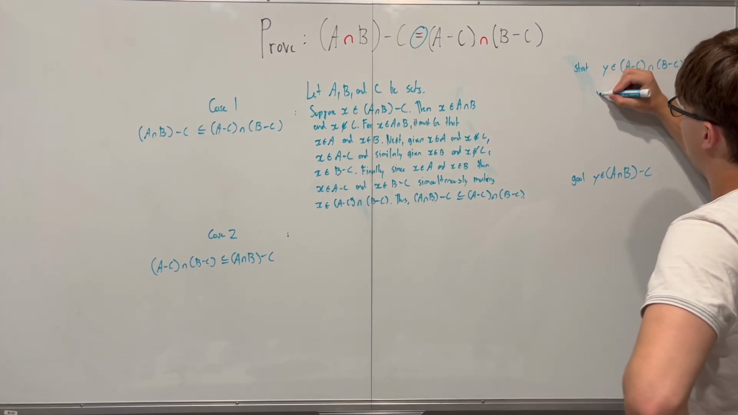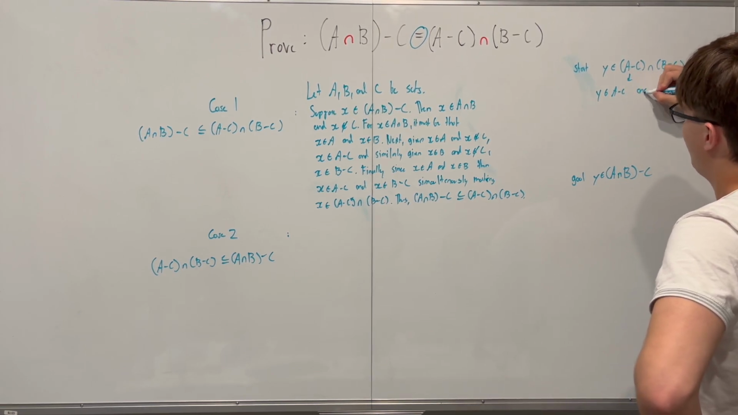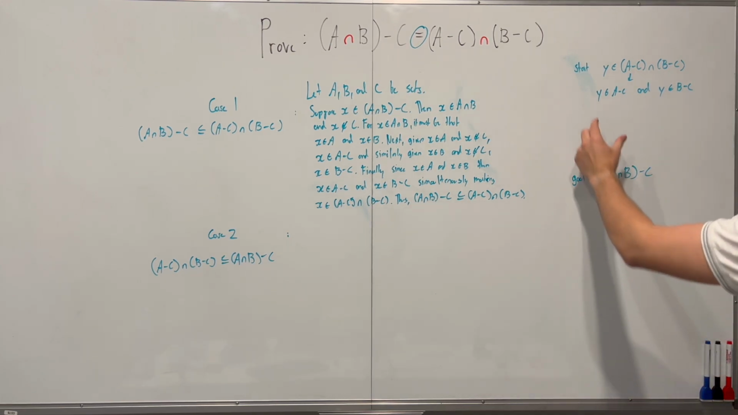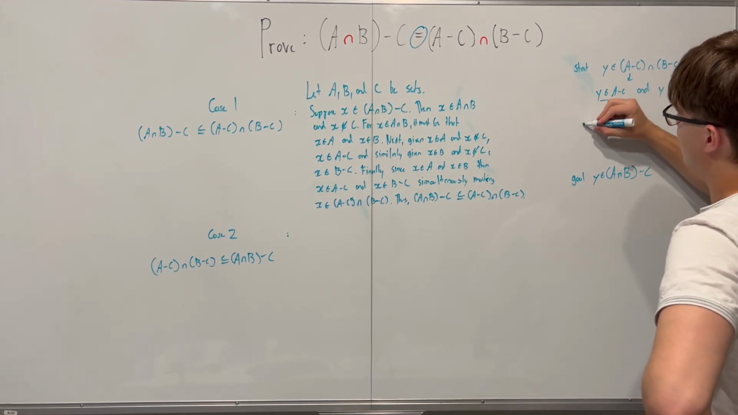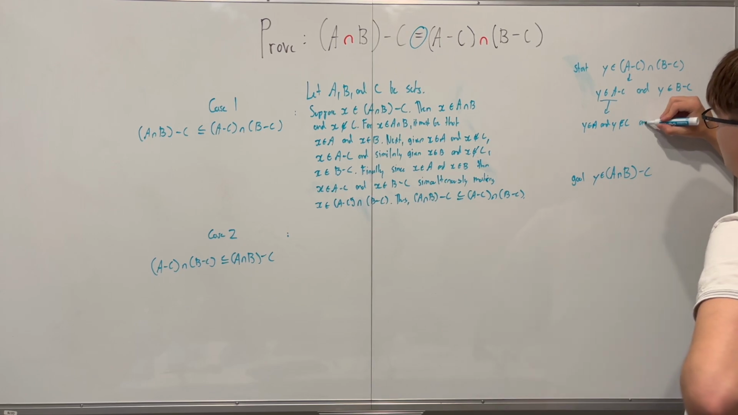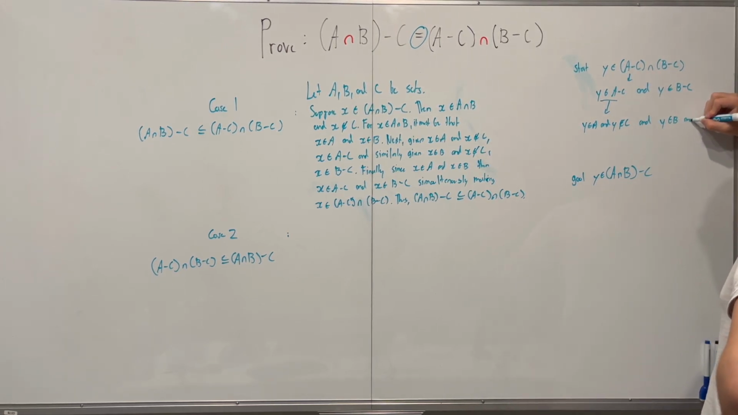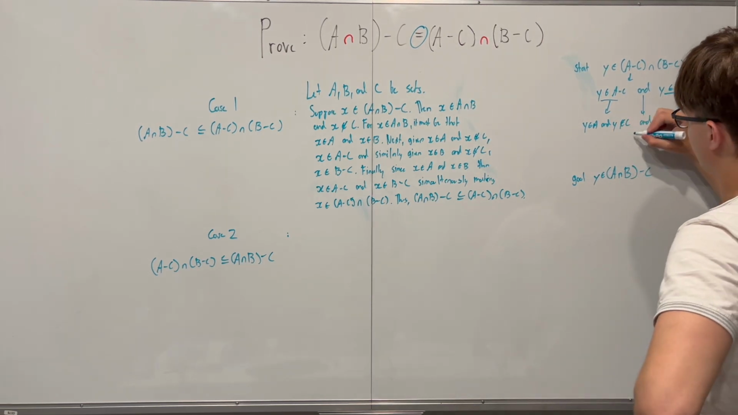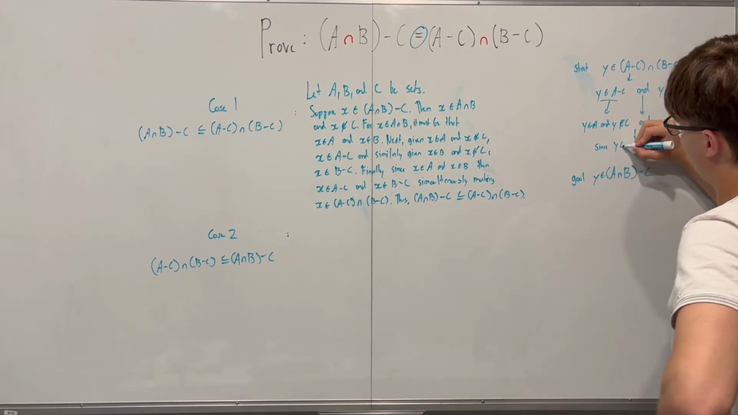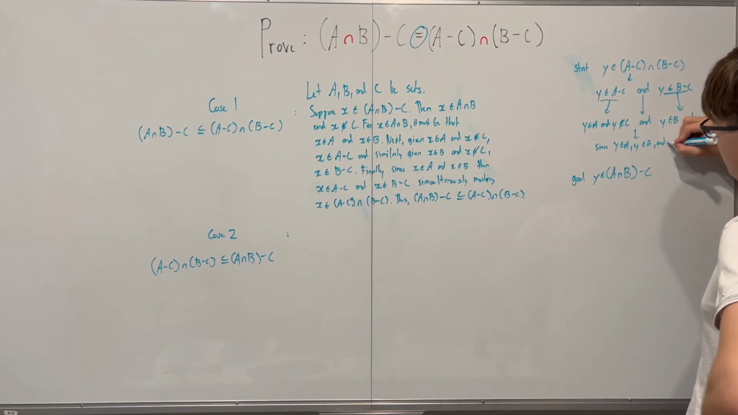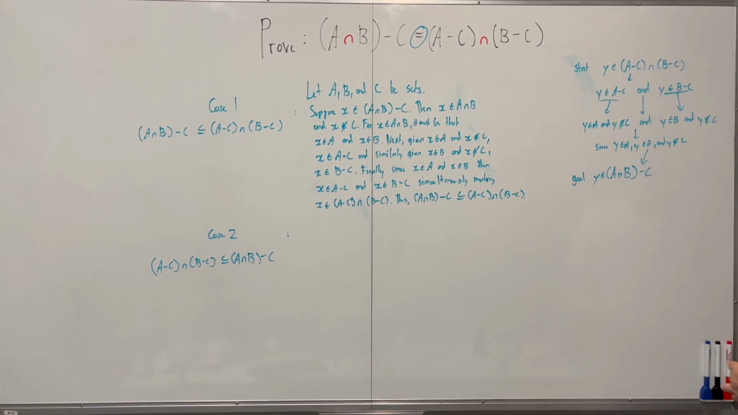This means that y is an element of A minus C, and y is an element of B minus C. Fantastic. What does it mean for y to be an element of these two sets? Well, this means that y is an element of A, and y is not an element of C, and y is an element of B, and y is not an element of C is what this part over here means. Of course, the "and" just transfers over. So, since y is an element of A, y is an element of B, and y is not an element of C, we can now conclude this, right?